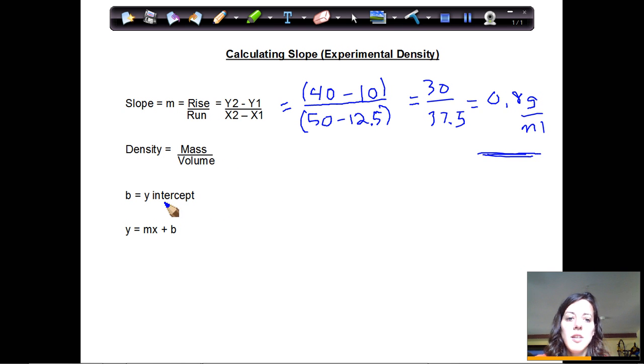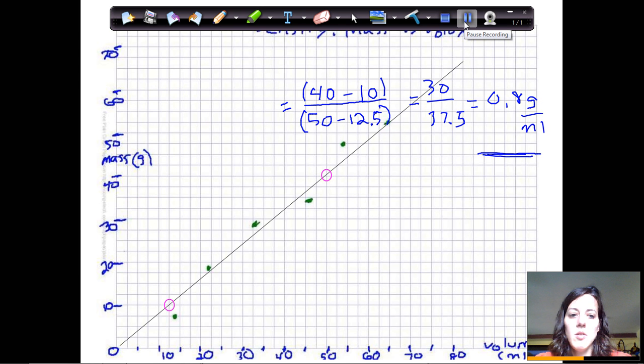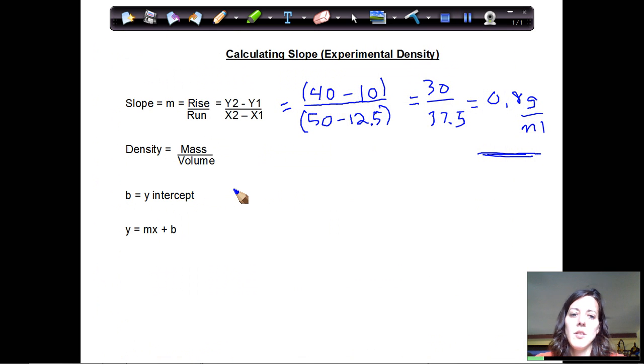We need to calculate the y-intercept. And if we look back on the graph, our y-intercept actually is 0 for this particular example. Your y-intercept might not be 0, it could be 10, it could be 20. It's whatever value you would read where your best fit line crosses this y-axis. So that's how you figure out the y-intercept. So ours is 0.